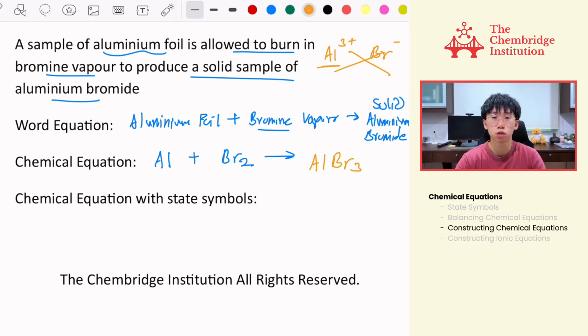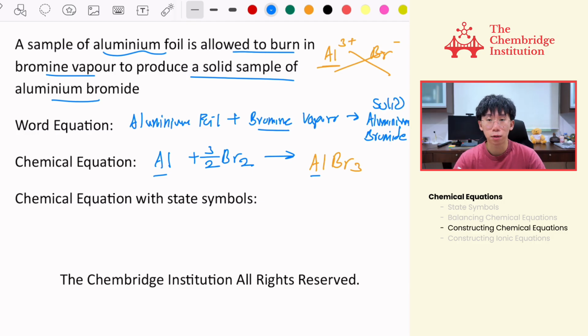And then what's left is to balance the equation. So if you realize there is one Al on the left and one Al on the right, so you want to balance the number of bromine here. So this is just a 3/2. So this will balance the equation.